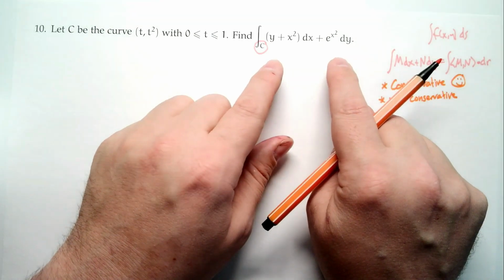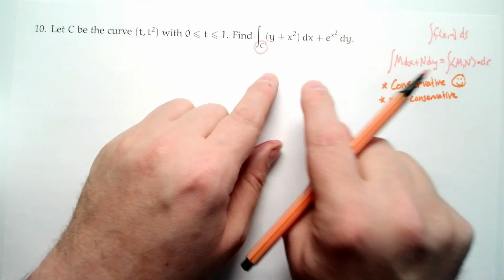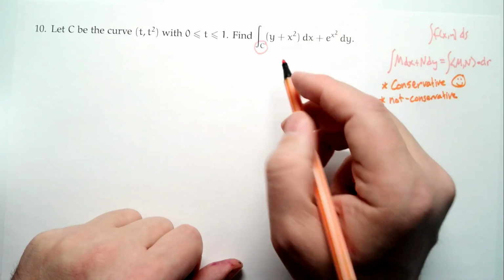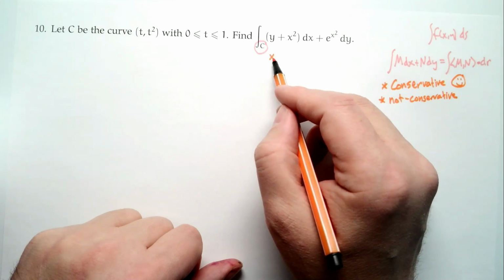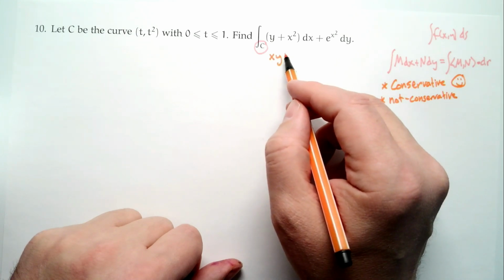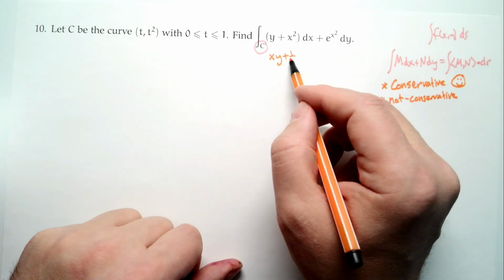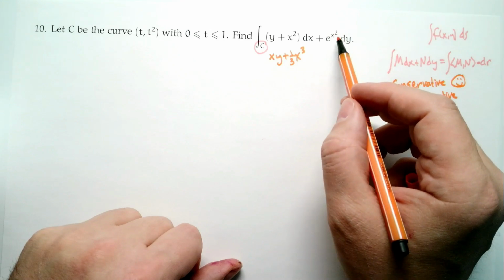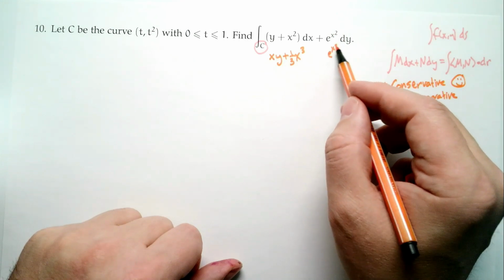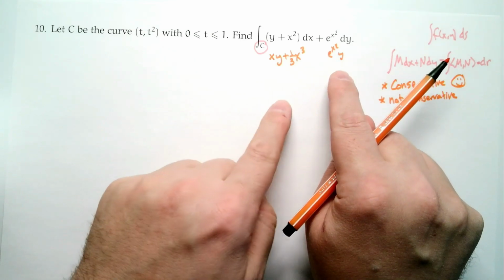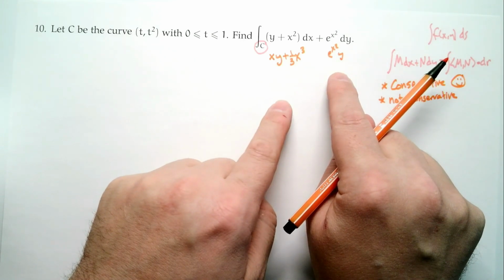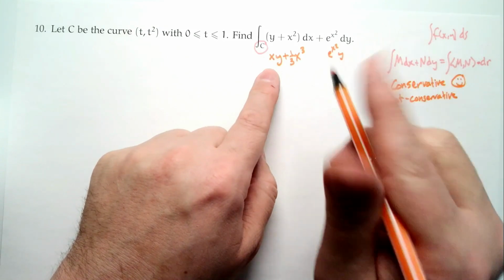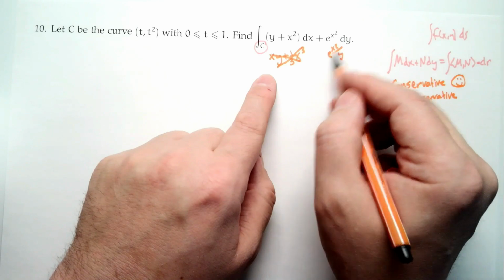Now, if you're not sure, try to make a conservative function. And the way you could do it is you could say, well, if I integrate this first term with respect to x, what would I get? Well, I'd get xy plus 1/3 x cubed. Now, integrate this second term with respect to y. You get e to the x squared times y. Are these compatible? And they're not, because there's pieces that involve x and y over here which aren't showing up over there. So this is not conservative.